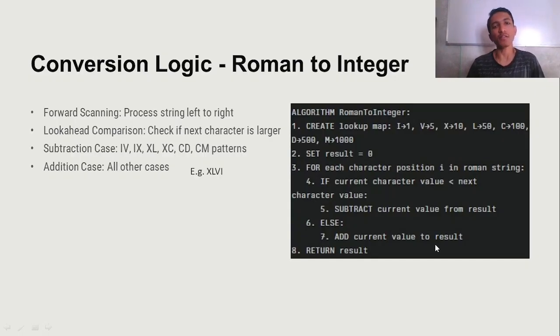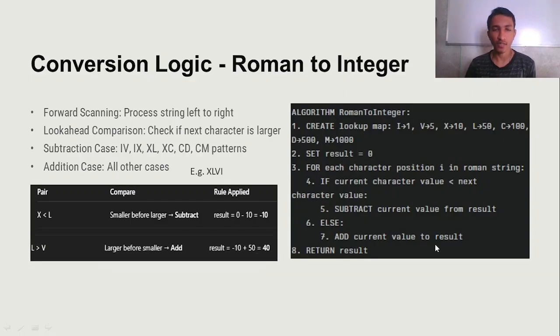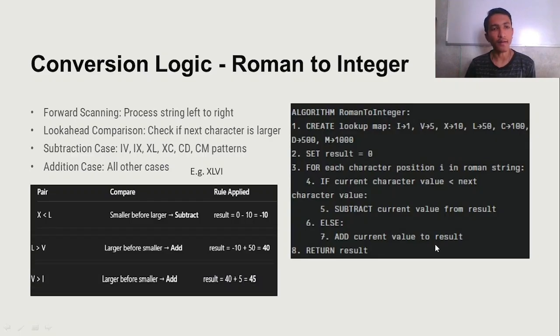Let's take an example of XLVI. X is less than L, smaller before larger. So what will we do? Subtract. Our result was initially 0, but now it will be 0 minus 10, so it will be minus 10. Now next we check for L. L is greater than V, larger before smaller. So we will add. Result is equal to minus 10 plus 50, that is equal to 40.